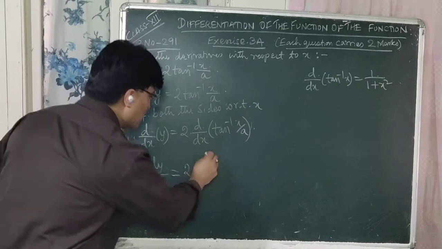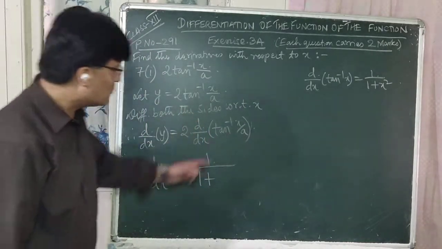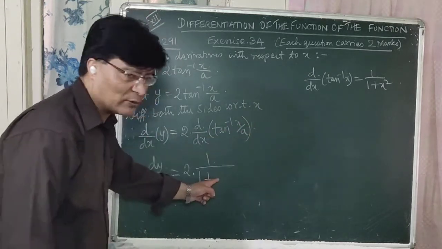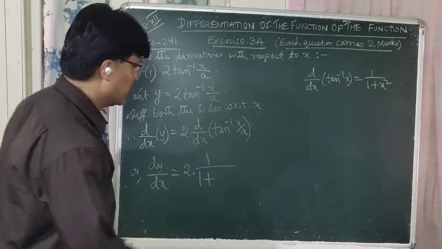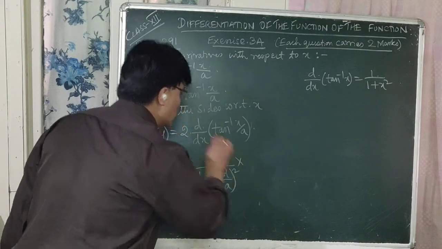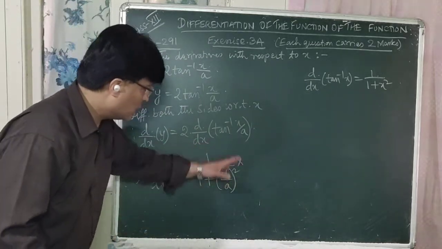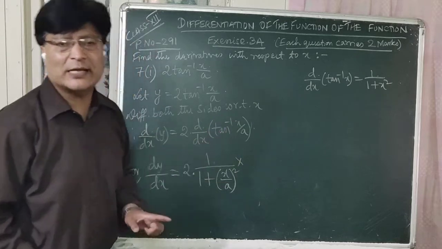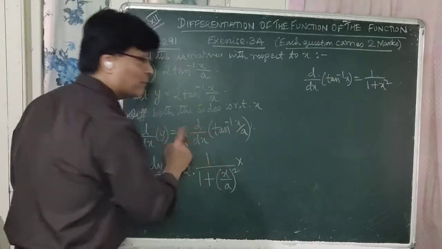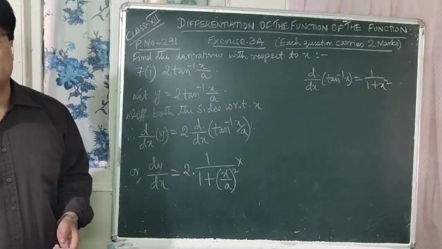So 2 into 1 upon 1 plus x square is there, but which function is taken as x by a? Here you cannot write only x, you should take it as x by a. So x by a whole square into, now, you have to differentiate the function which is assumed as x also. This is not the only differentiation of tan inverse x by a, but you should differentiate the function which is assumed as x.